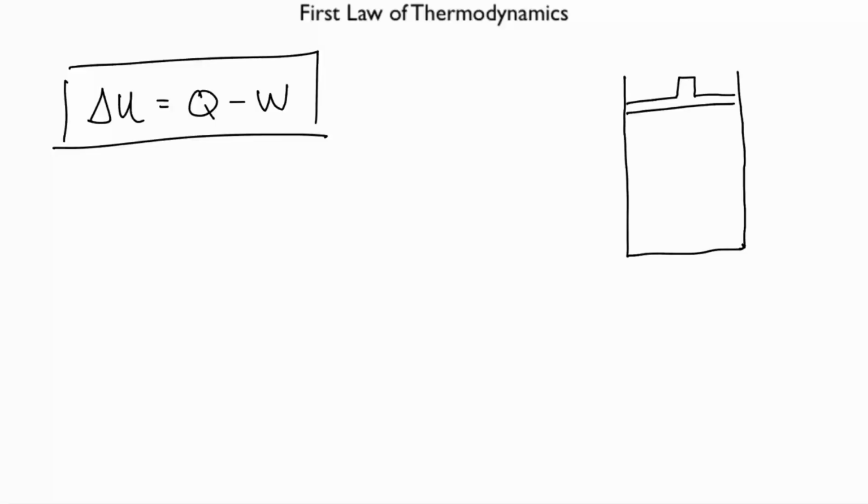It's like a movable lid that can go up or down. So this lid can go this way or it can go that way, okay? And the lid contains an ideal gas inside of this container, okay?